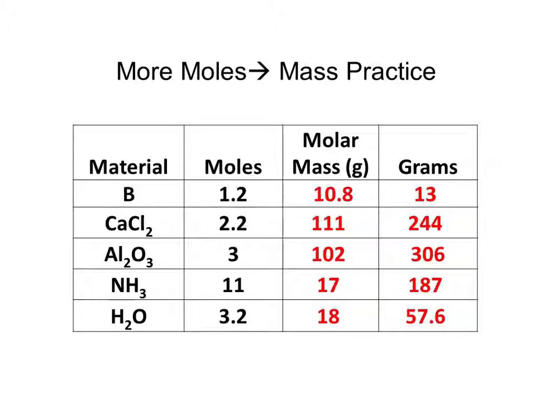So boron would give you 13 grams, calcium chloride 244, etc. Again, self-check. Is the grams number in this column for the particular material greater than the number of moles that you started with? If it is not, then you have probably flipped the conversion factor setup, so you've had the wrong number on the top. If you get a larger number for grams than moles, you've probably done the calculation correctly.